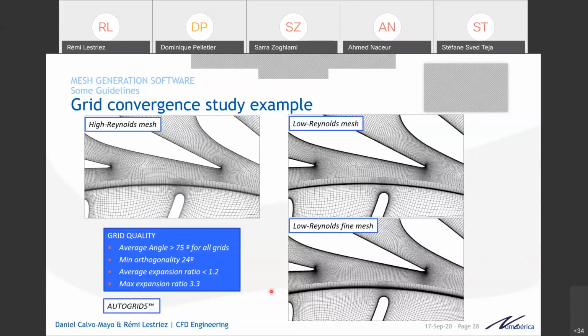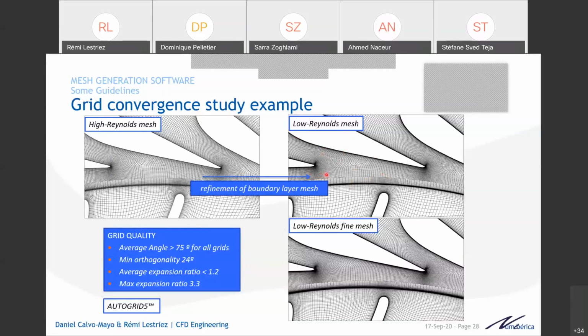It's not just checking the results of your simulation as a function of the number of cells. This is an example where we have a first mesh, which is a high Reynolds mesh, already good to be used with a wall function turbulence model. A different mesh just changes the boundary mesh to be able to use a low Reynolds turbulence model, going to a y plus value of 1 or something like that.